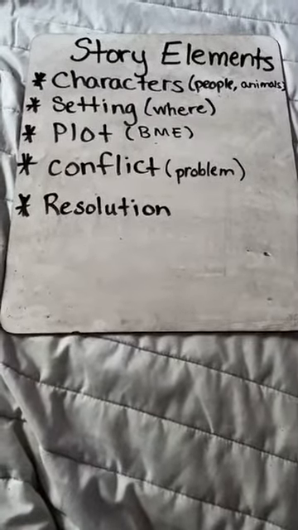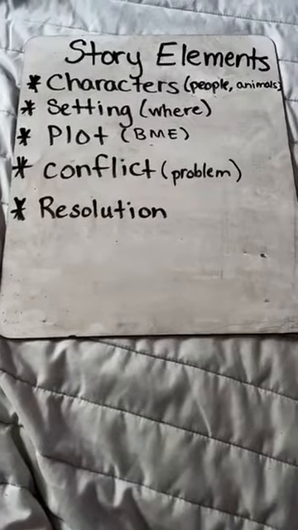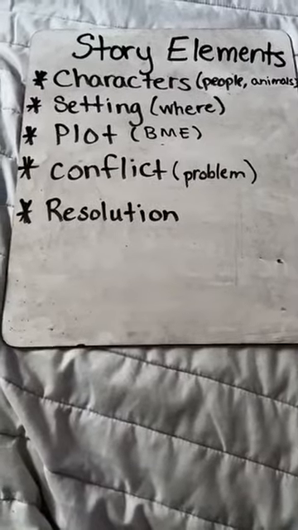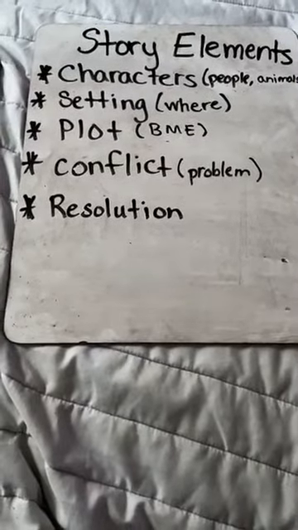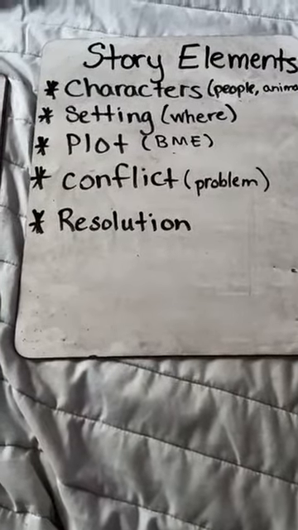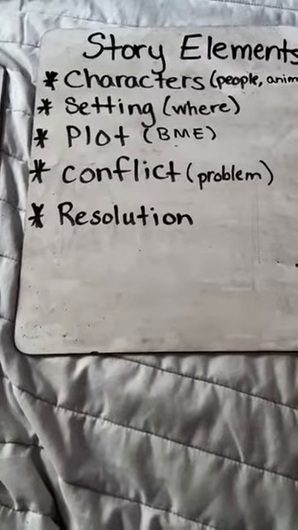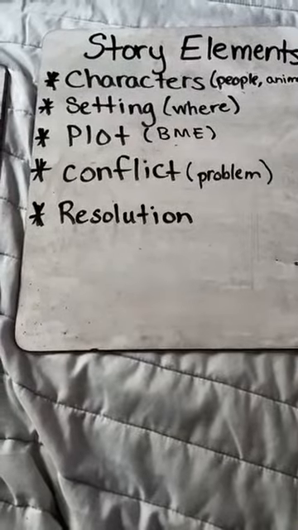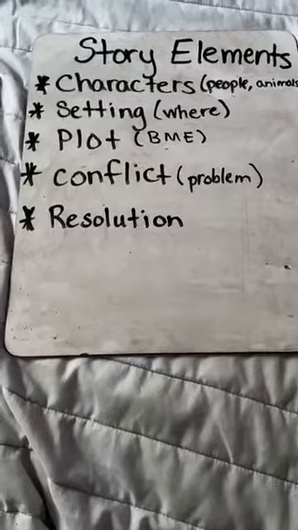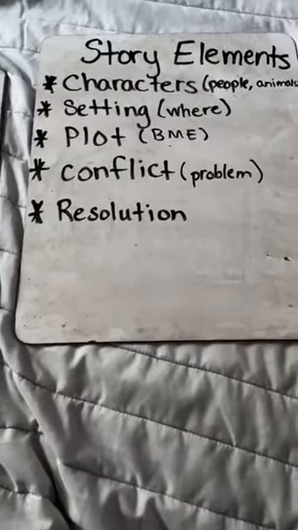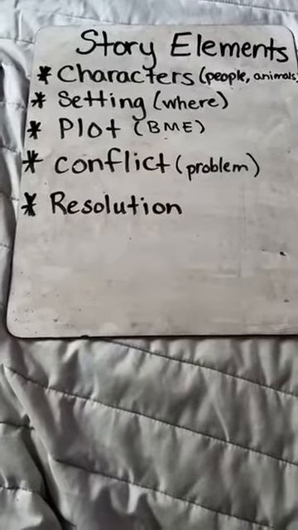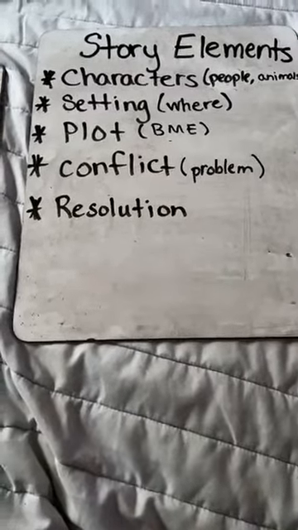The next one is called setting. And setting is where the story takes place. Is it inside, outside, in a bedroom, in a tree stand, in a forest, wherever it may be? The next one is the plot. And the plot, remember, is what happens in the beginning, the middle, and the end. It's actually what is happening. Now, we talked a little bit yesterday about conflict. And conflict is the problem. What is going on in our story?